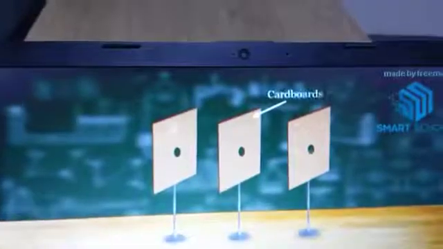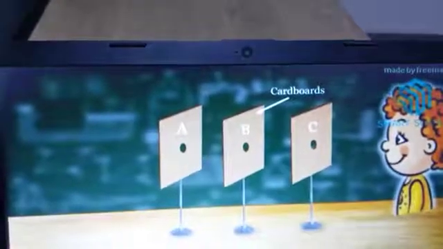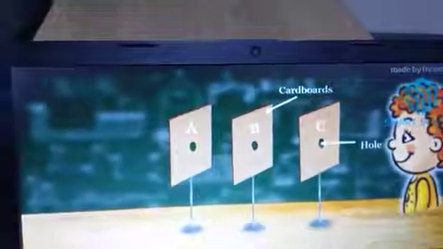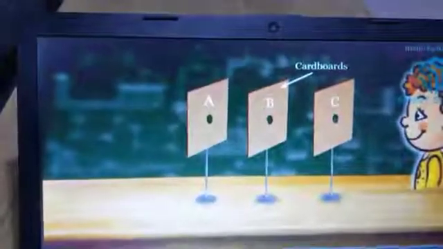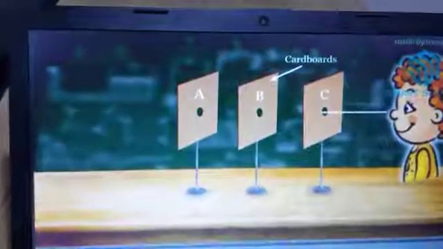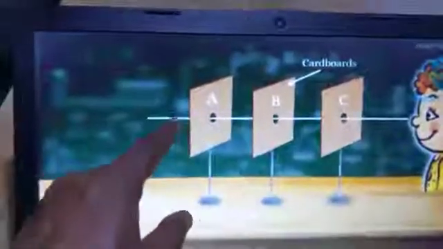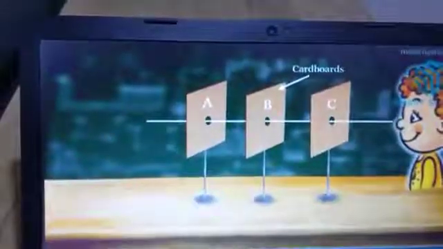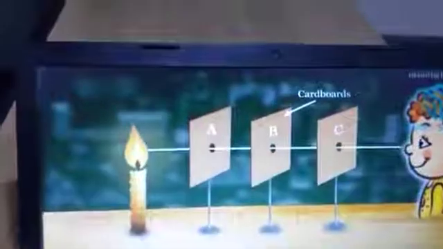You can see you have three cardboards and each has a hole in the center. They are lined up in a straight line as shown. Each one has a hole. A, B, C are the three holes of the three cardboards. When you look through with your eye, you can see this straight line show the whole light. Now this means this light is traveling in a straight line.